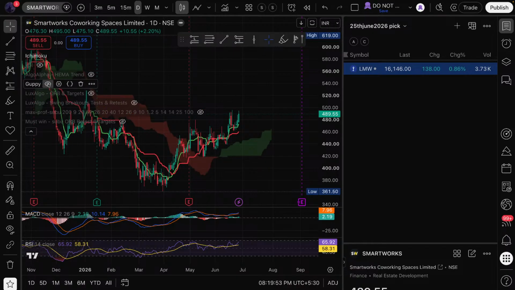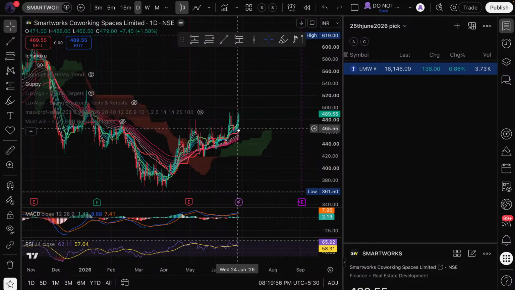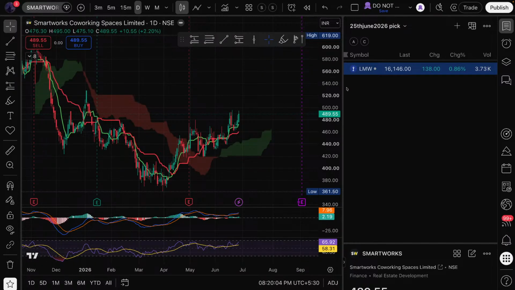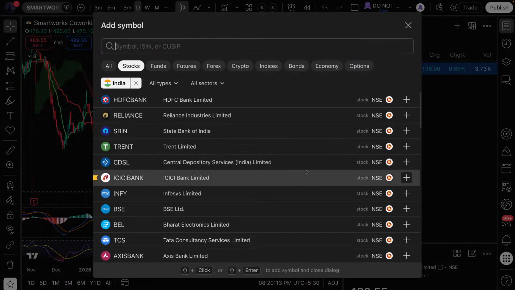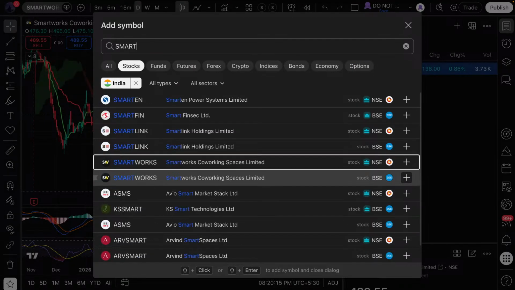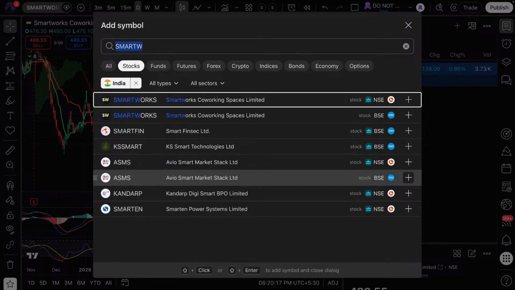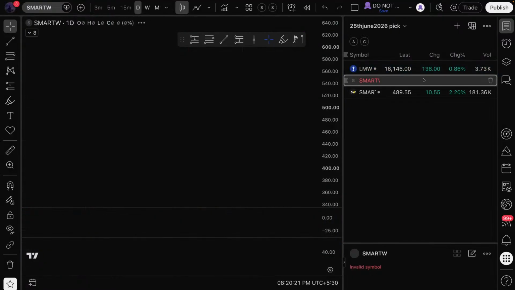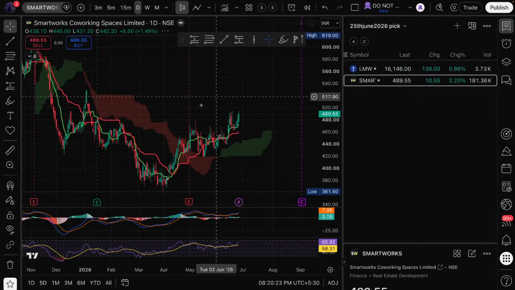Then I have my guppy. There is a good enough gap between the red and the green EMA bands, so it is actually positive news and a stock which we can look for tomorrow. I'm just gonna add it in here. SmartWorks. Yep, I added this. Got it.